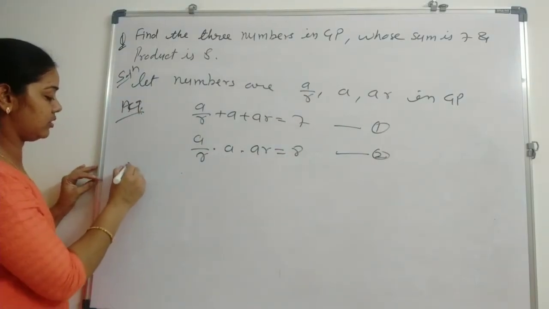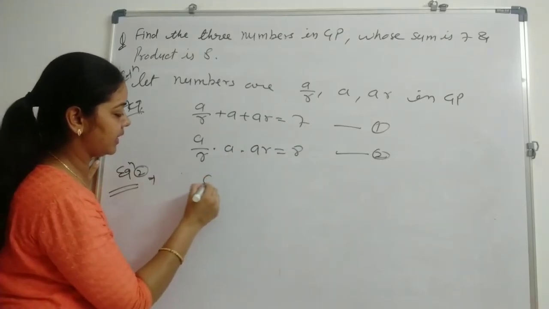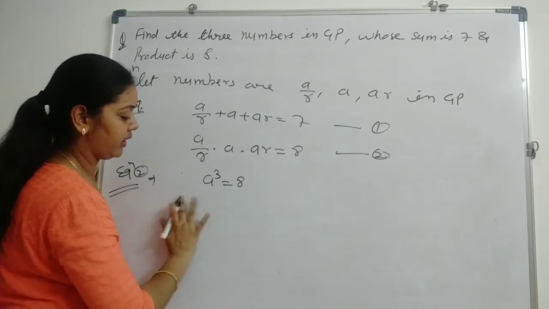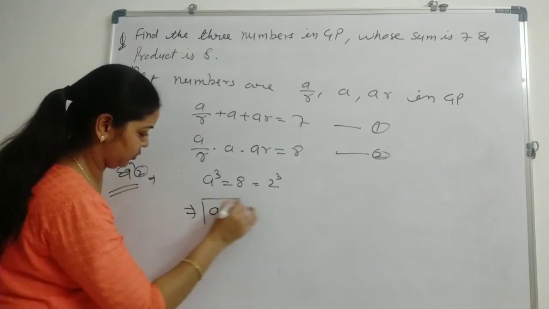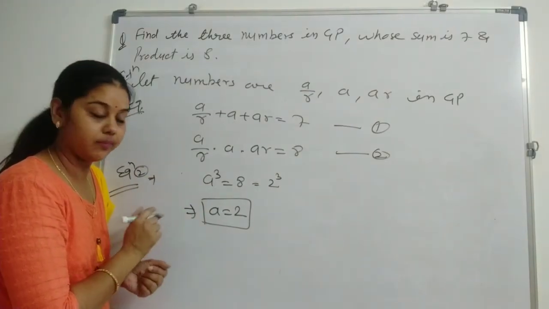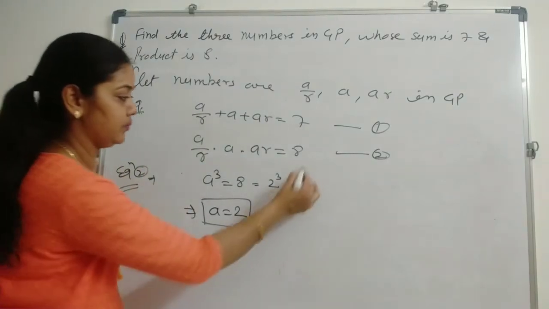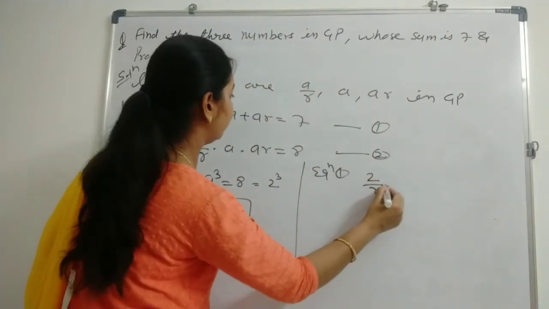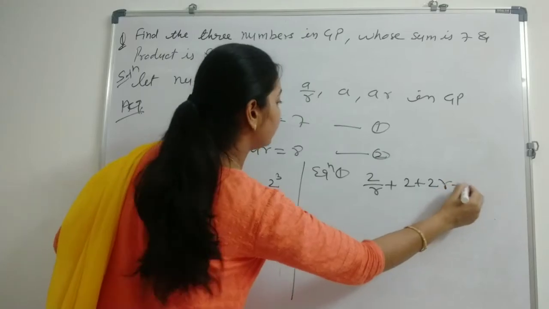Now simplify equation number 2. By multiplying all these terms, we will get A cube equal to 8. It means I can write it like this, 2 cube. Okay? It means A will be equal to 2. Only from one equation we got the value of A. Now putting this value of A in equation number 1, we will get 2 upon R plus 2 plus 2 into R equal to 7.